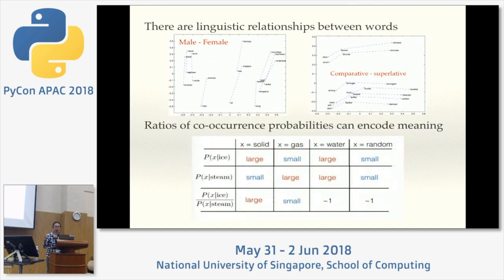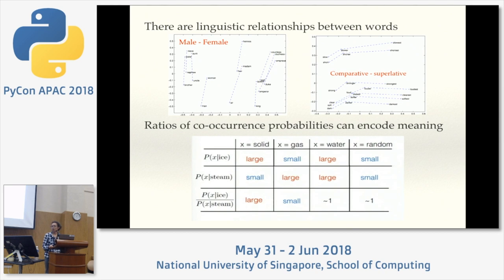Basically, the concept of GloVe is that there are already linguistic relationships between words. For example, there's a mapping between terms that are for males and terms that are for females: man to woman, king to queen, son to daughter. So there's a structure in language.